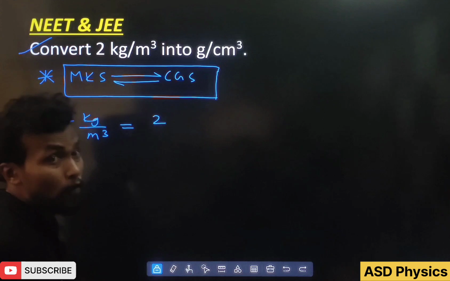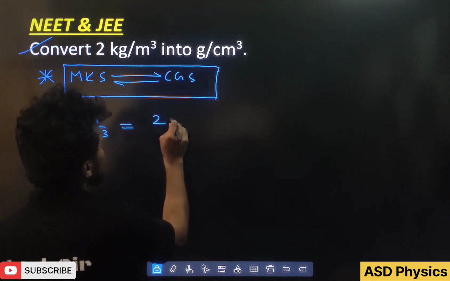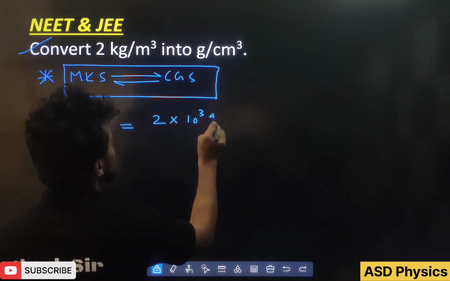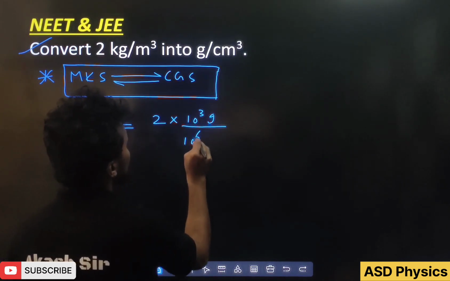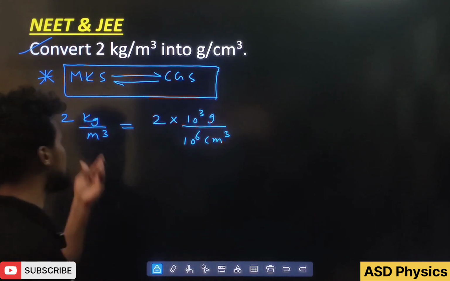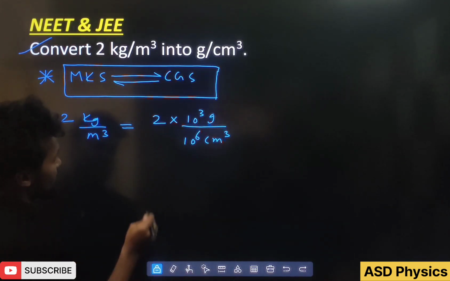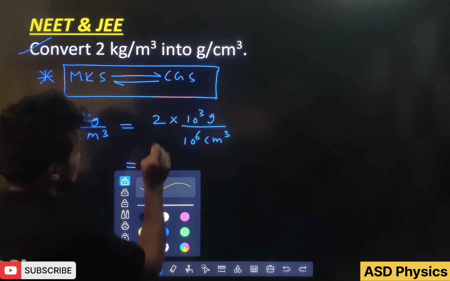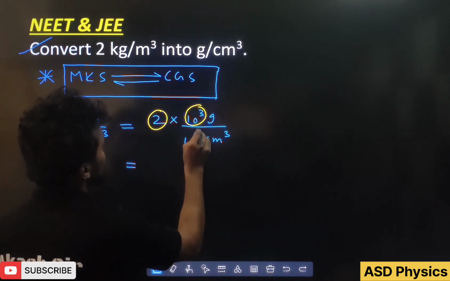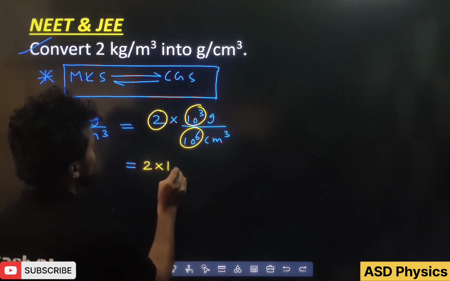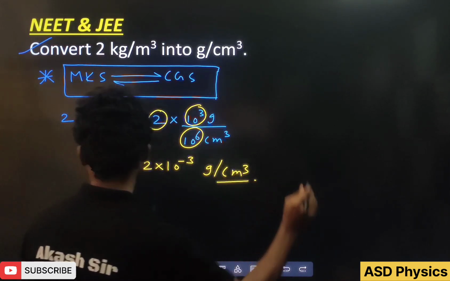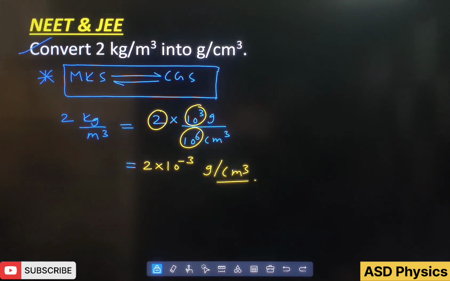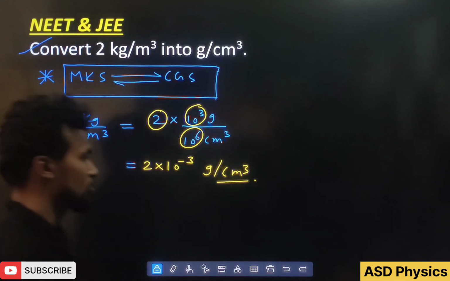So 1 kg, how many gram can we say here? Students, we can say 10 to the power 3 gram. And meter cube, how many centimeter cube? We can write 10 to the power 6 centimeter cube, because meter cube is 10 to the power 6 centimeter cube. Now all the numerical values we will collect together, this 2, this 10 to the power 3, and this 10 to the power 6. So it will become 2 into 10 to the power minus 3 gram per centimeter cube. So you can see very well, directly we have converted, because we are going from MKS to CGS, so directly we can do it, that's not a problem.